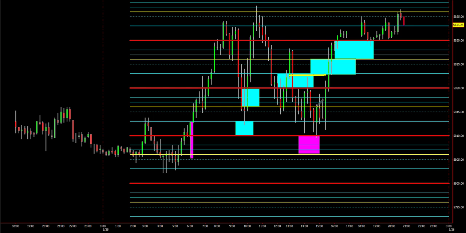Now this is again a reversal, right? We're coming inside the levels, we are reversing. Coming inside the levels, we are reversing.